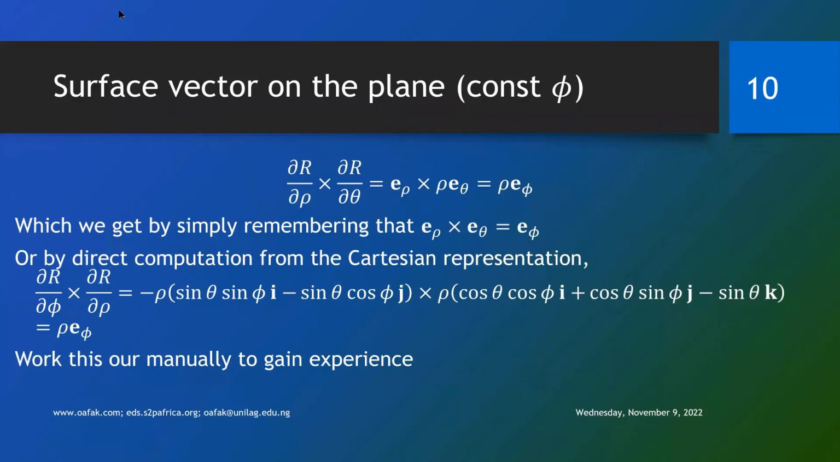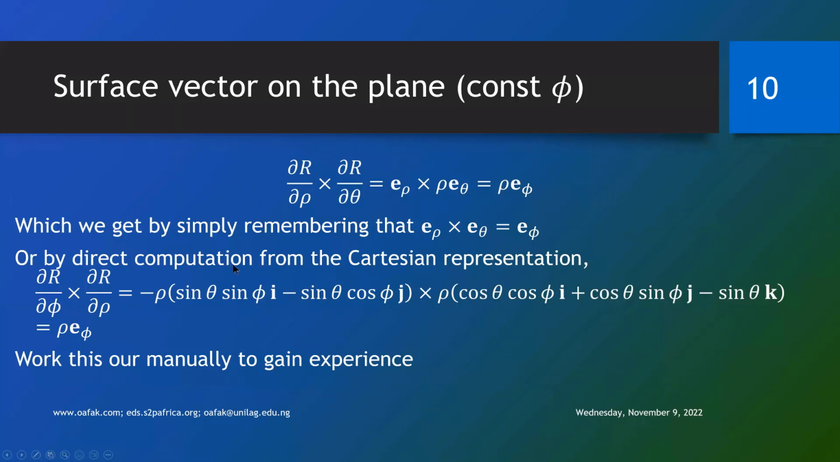What I'm saying is that you can get this directly by remembering that e rho, e theta, and e phi are in an orthonormal triad. So e rho cross e theta will give you e phi. So it's only rho there. That is it. But you can also do it by direct computation by looking at this in Cartesian coordinates: the derivative with respect to phi is this quantity and the derivative with respect to rho is this quantity.